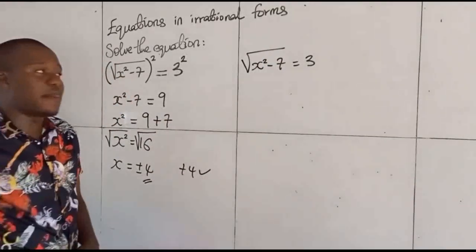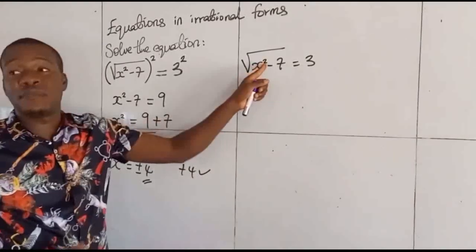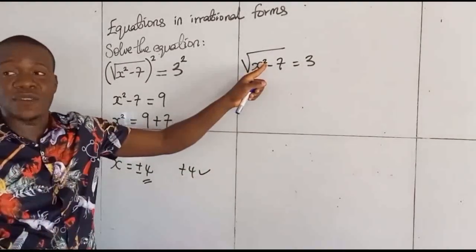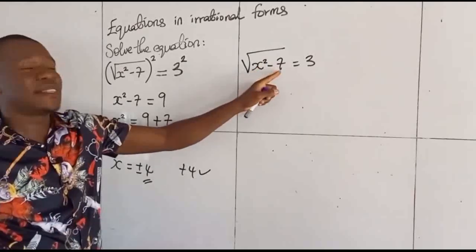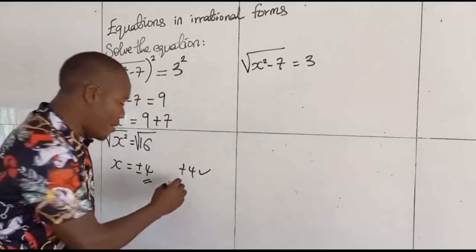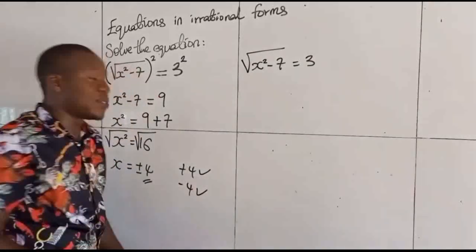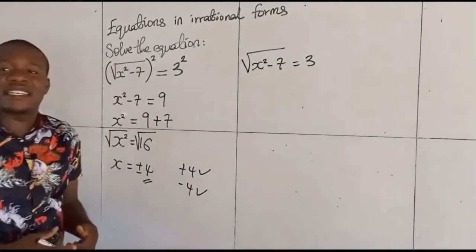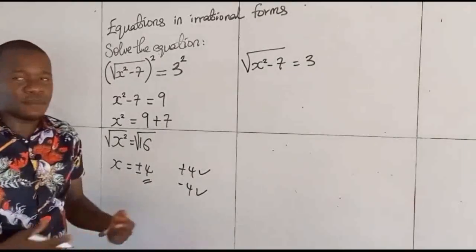We can also check for minus 4. Minus 4 squared means minus 4 times minus 4, which is still 16. 16 minus 7, 9. Square root of 9, 3. Minus 4 is still correct. So to solve this equation, the answer is either plus 4 or minus 4.